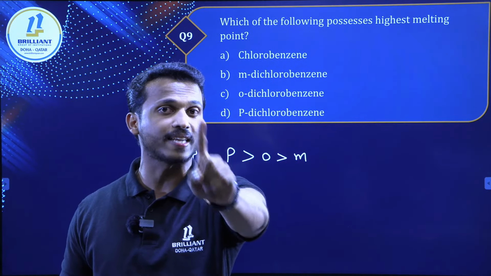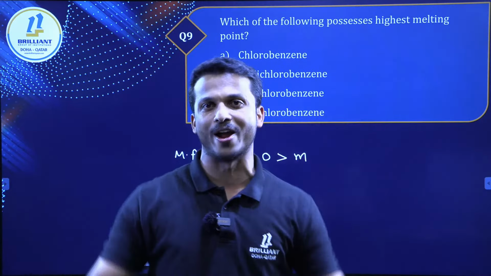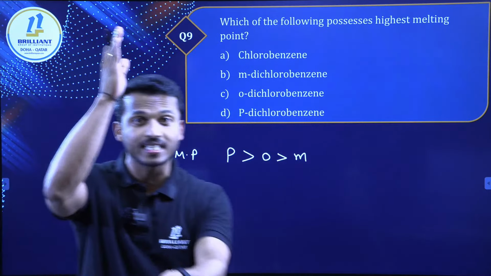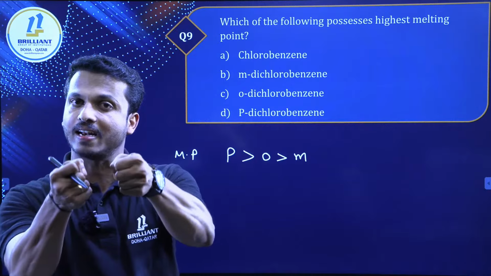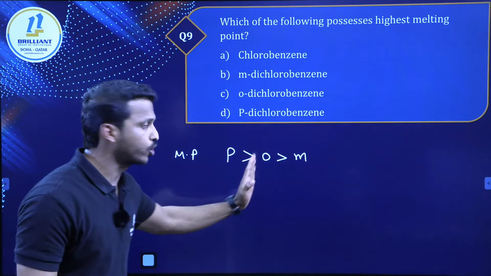You can expect as a reasoning question. Dear all, why paradichlorobenzene having high melting point? You know, due to high symmetry. Due to high symmetry, they can occupy in the crystal lattice tightly and it becomes rigid and melting point is greater. Then ortho, then meta.